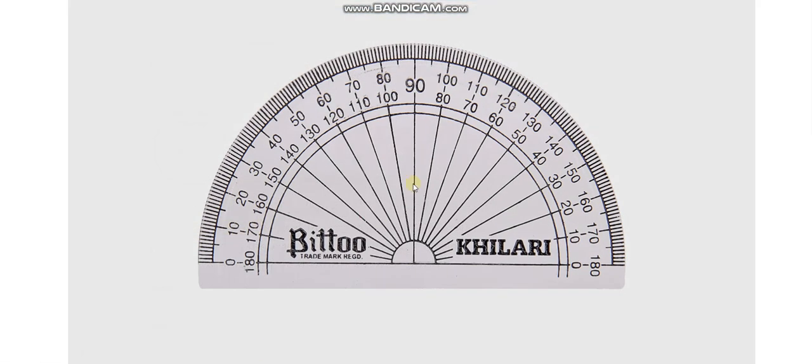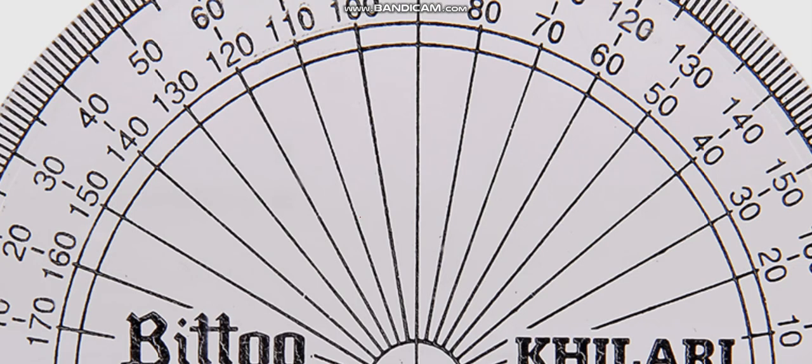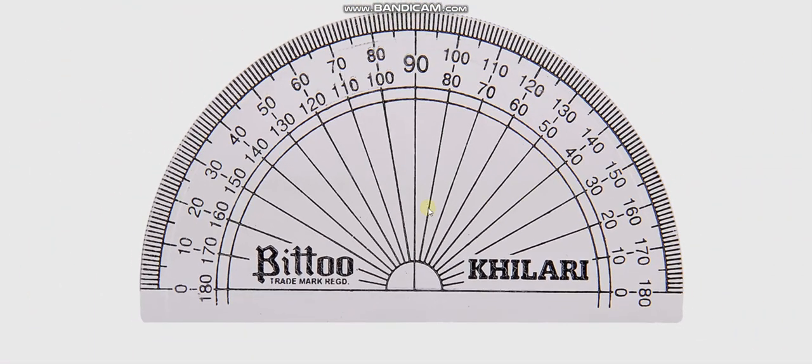Here it is. You can see that this is a half circle, and we call it a D-shaped protractor. You see that this one is starting from 0. Here it is 10 degrees, 20, 30, 40, 50, 60, 70, 80, 90. The straight line is 90.